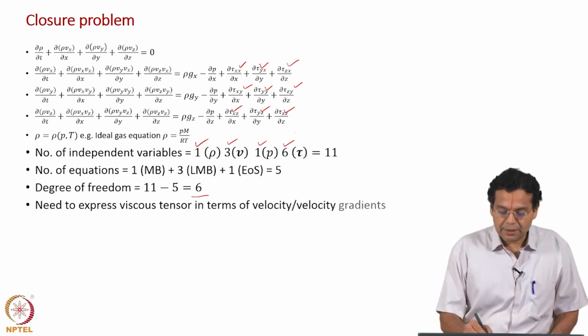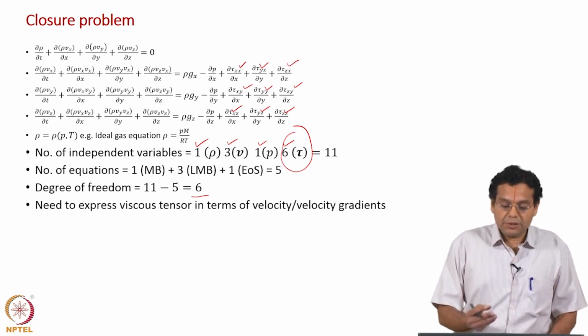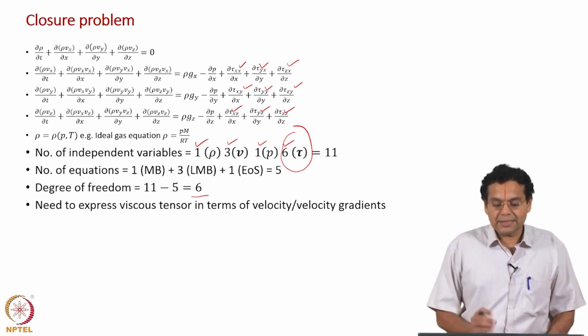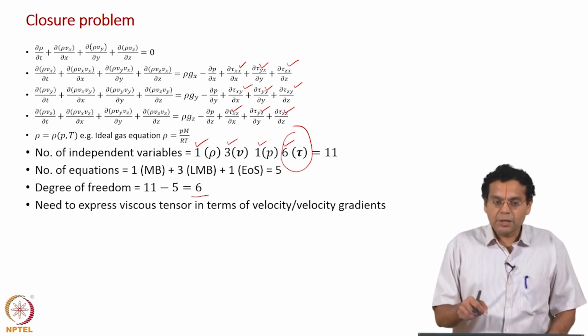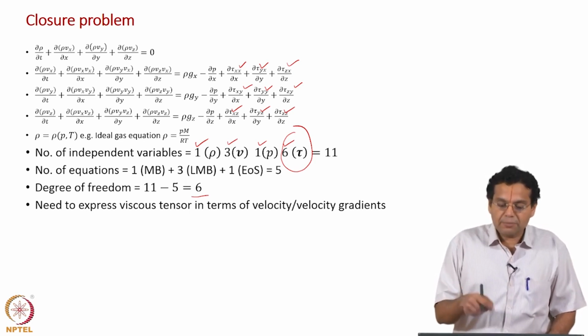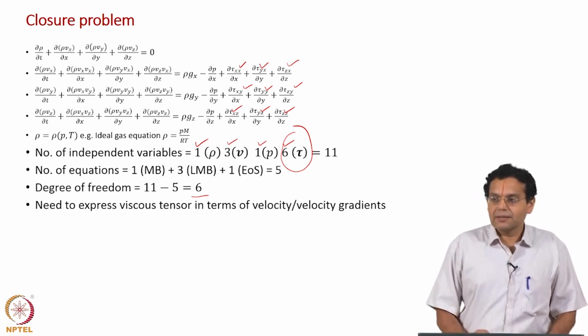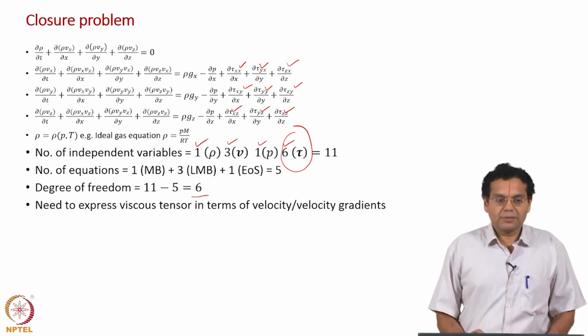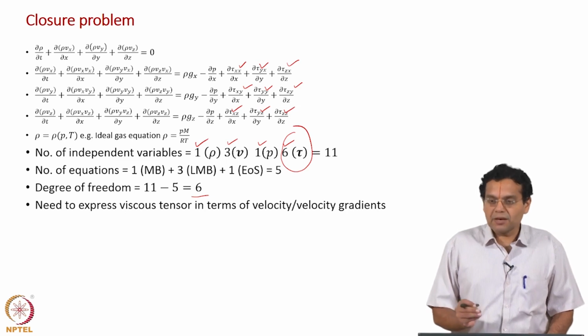They are very clear, because the 6 independent components of the viscous stress tensor are the unknowns. If you express them in terms of the already existing variables, just like we did in the last example, where we expressed Z in terms of x and y, similarly here, if we express the components of tau, let us say tau xx, tau yx, etc., in terms of velocity, then this degree of freedom will become 0. Not exactly velocity; you will see later on that we are going to express them in terms of velocity gradients.